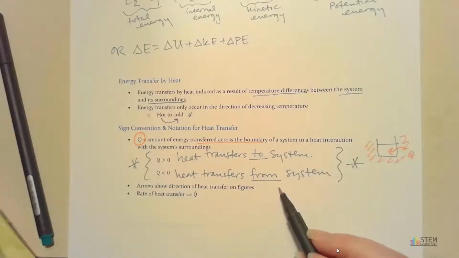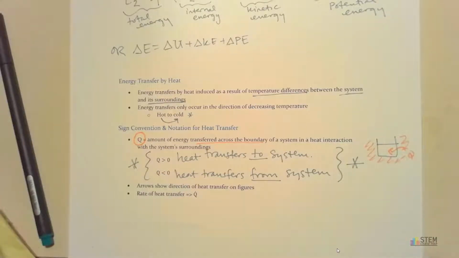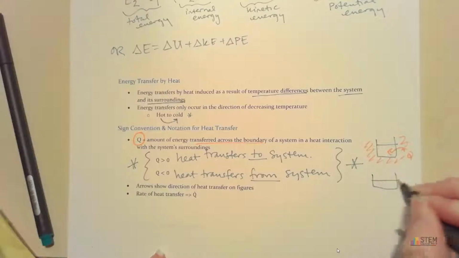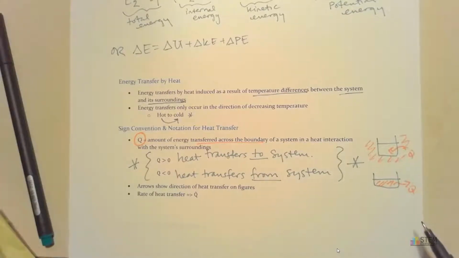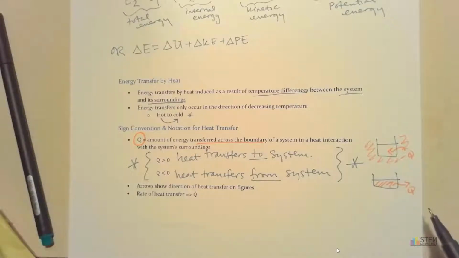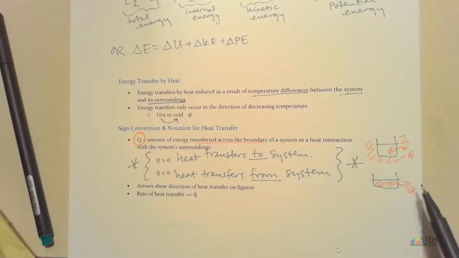Now, if heat is transferring from the system, then in this case, we draw our little cylinder. In this case, the gas in here, for example, would be a lot hotter than the surroundings. So we're going to have a Q out. Okay, so this again is arrows showing the direction of heat transfer on your figures. So sometimes you'll just have an arrow, and that's what it'll look like. So if it's going into the system, that's going to be a positive Q. If it's going out, negative Q.